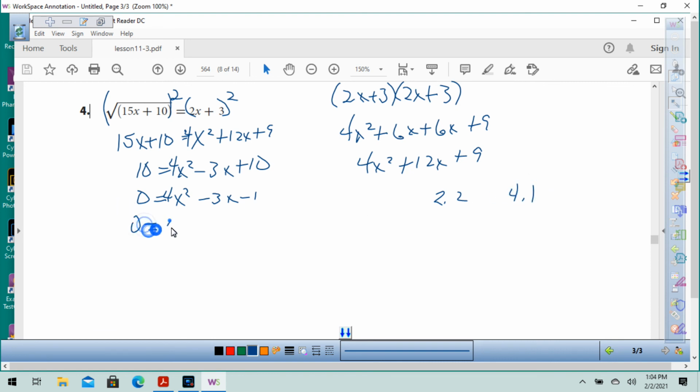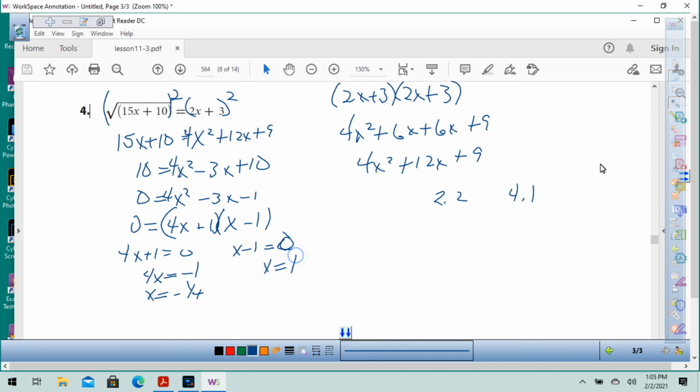So we get 0 equals 4x, and then just 1x there. So that's going to have to be plus 1 and minus 1. That works. So let's set those equal to 0. 4x plus 1 equals 0, and x minus 1 equals 0. Subtract 1, you get 4x equals negative 1. Divide by 4, x equals negative 1/4. Add 1 to both sides of the other, you get x equals 1.